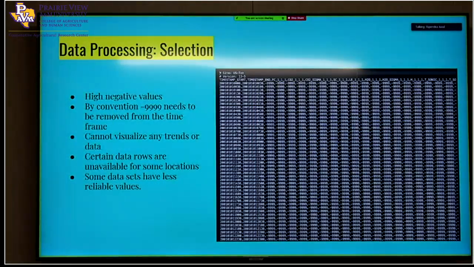Certain data rows are unavailable for some locations, so we pulled from different, like I said, different places. We ended up narrowing it down to a total of 8. But we pulled from probably a total of 16 originally, and a lot of that didn't have the necessary data to make the graph that we needed. So we went back and forth and eventually came up with what we have.